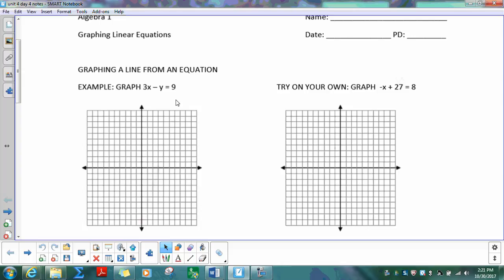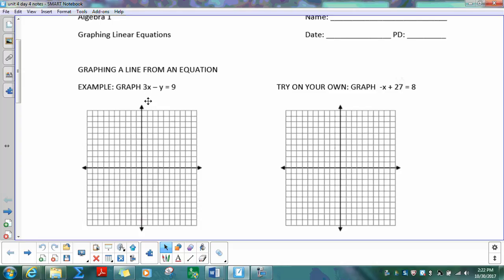Now this is really not difficult at all because once it's in slope-intercept form, you already have the slope and the y-intercept. I already showed you how to do it, okay? So the hardest thing you're going to have to deal with is just making sure it's in slope-intercept form. So we have to get y by itself.